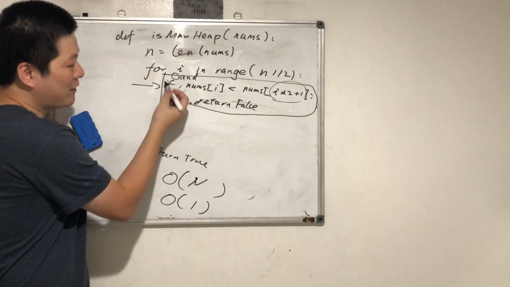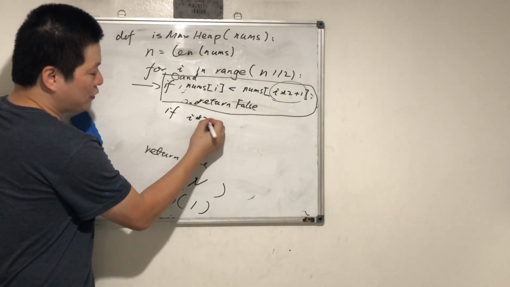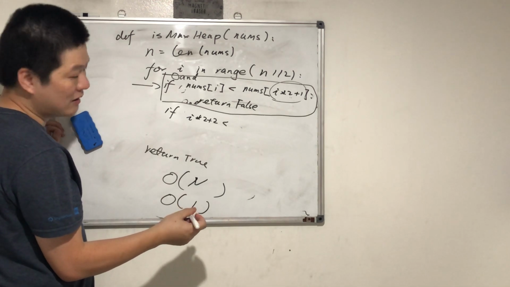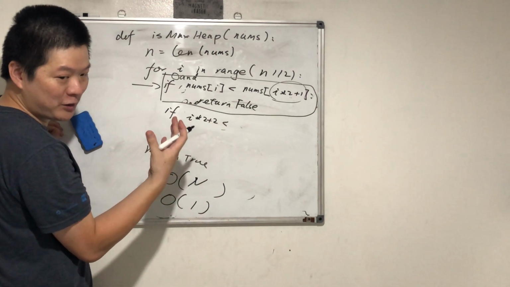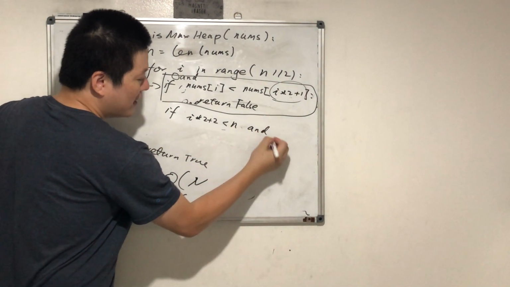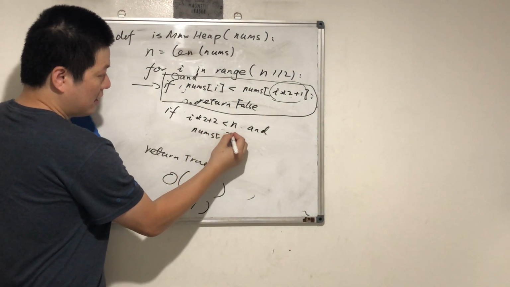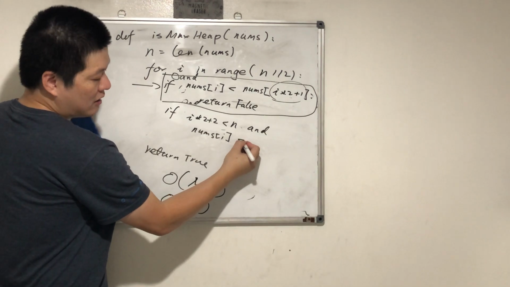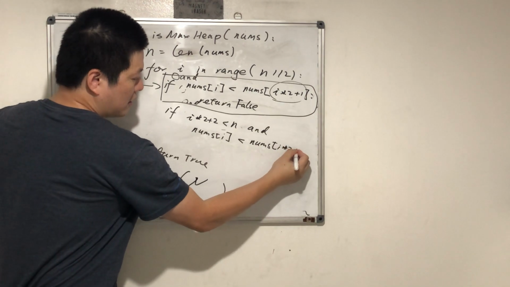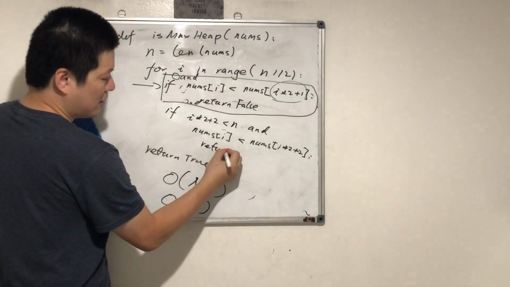If i times 2 plus 2 is smaller than n, we want to check if we have the right kid, and nums[i] is smaller than nums[i times 2 plus 2]. Come on, you can do it. Return false.